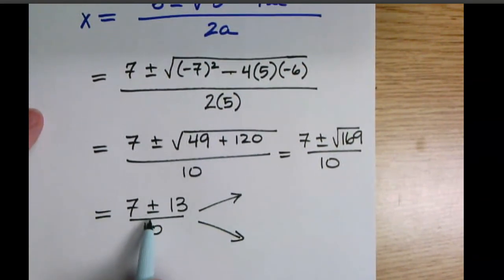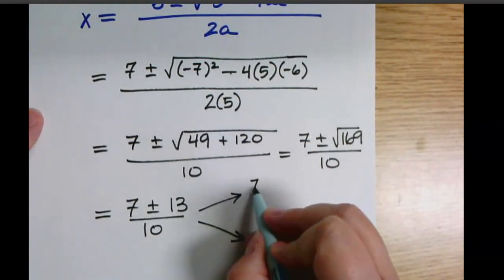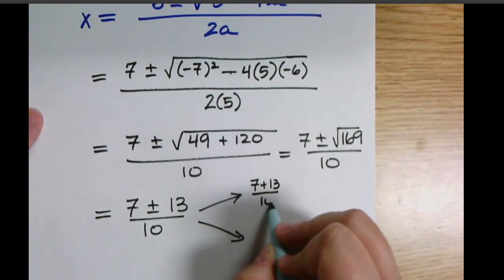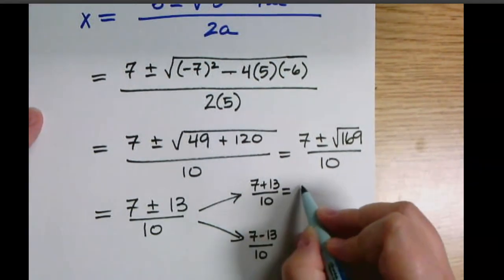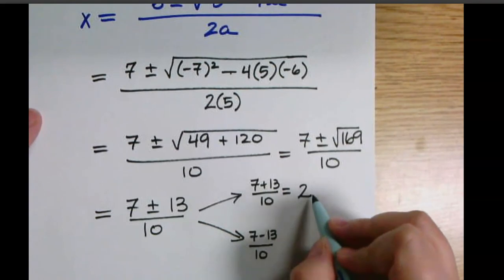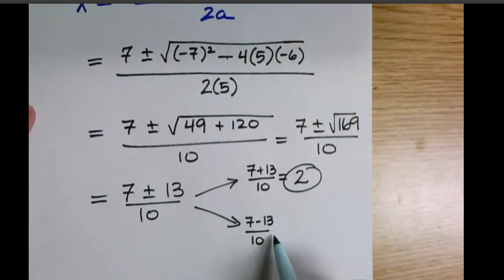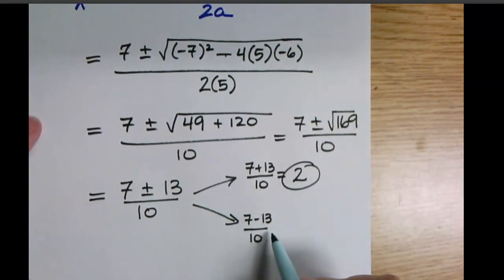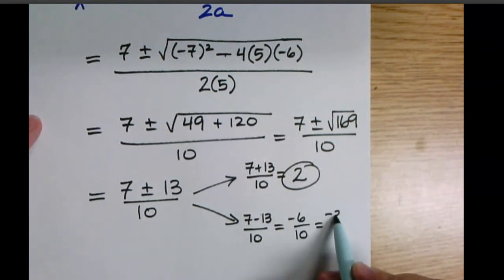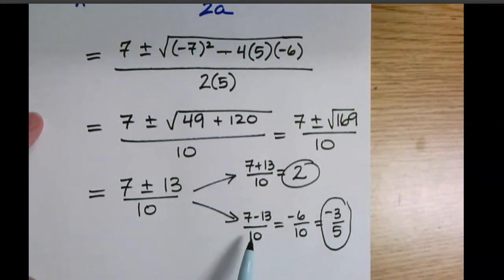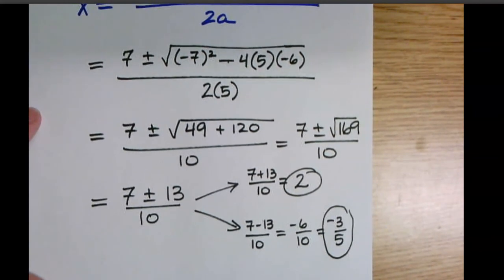Plus or minus means do it with a plus, and that's one solution. Do it with a minus, and that's another solution. In other words, 7 plus 13 all over 10. 7 minus 13 all over 10. 7 plus 13 is 20. Divided by 10 is 2. 7 minus 13 is -6. All over 10. Let's simplify it and get -3/5. Why am I doubting myself there? 7 minus 13, that really is -6, isn't it? Yeah. Okay, so those are my 2 answers.